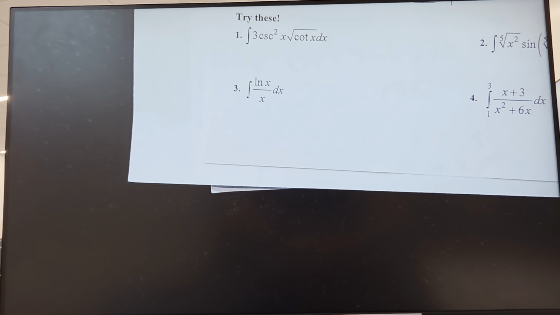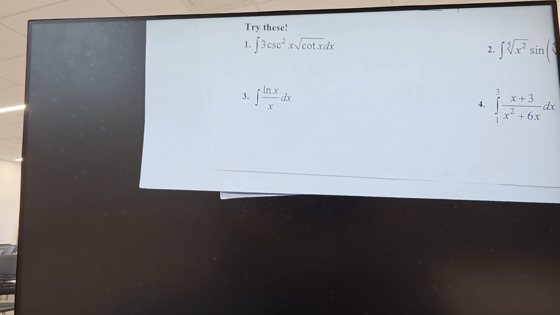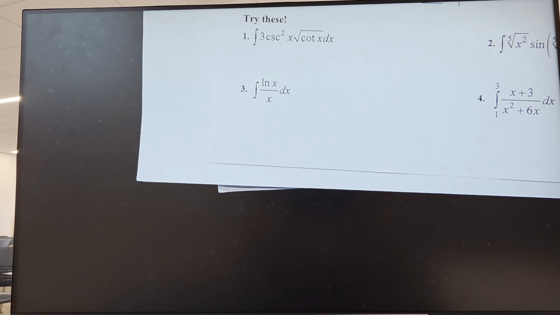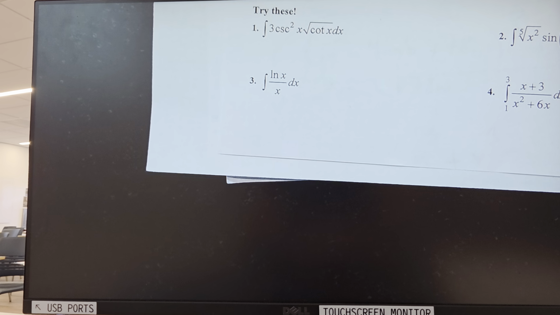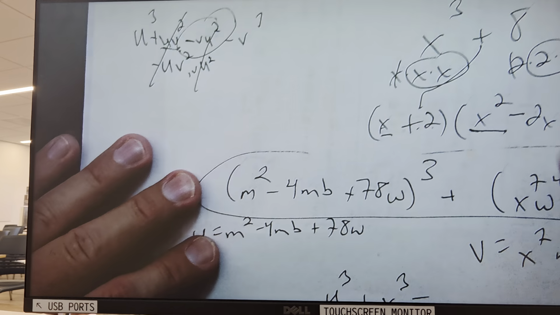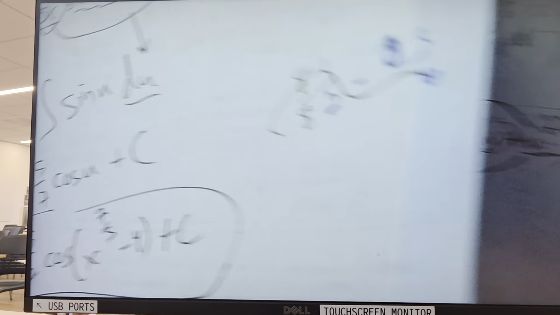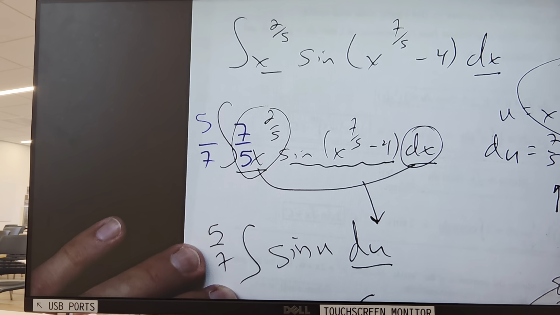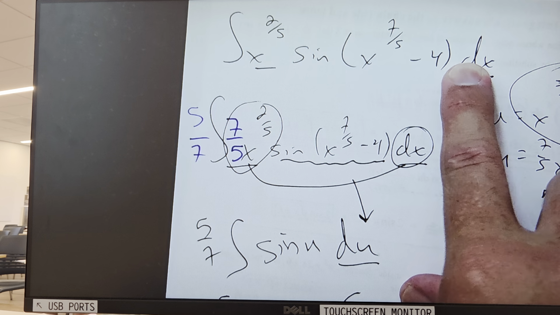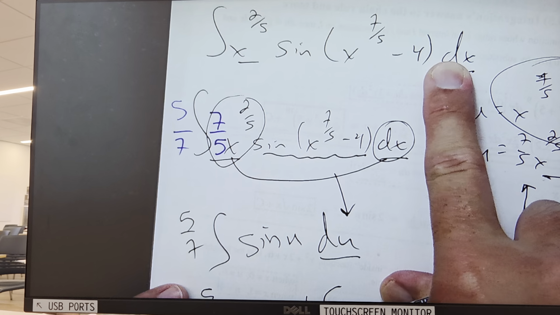So if you're at home, I didn't start recording until later. So let me flash some of the earlier work to you guys. Oh my God, this is a mess. What do you got? Here, this is a good one. This is the second problem on the worksheet.